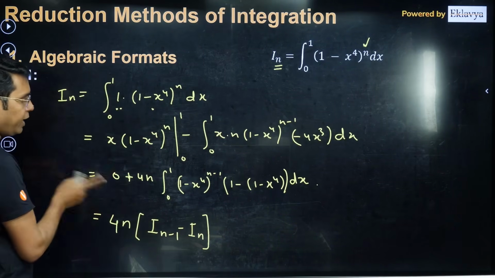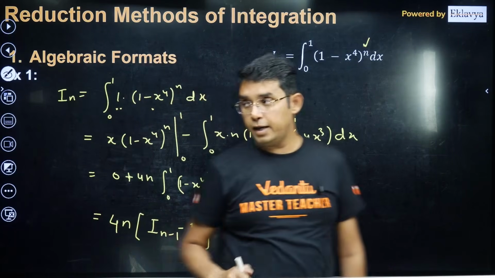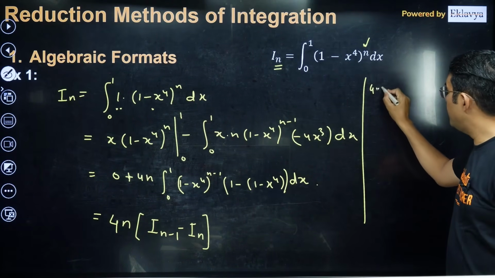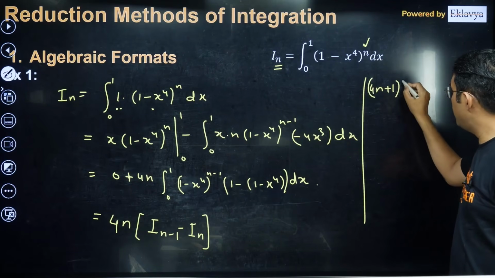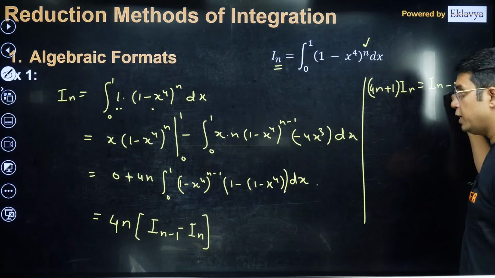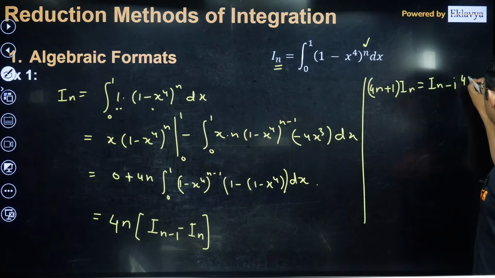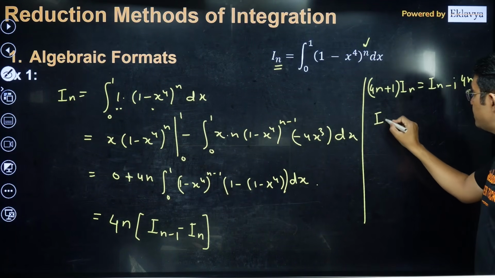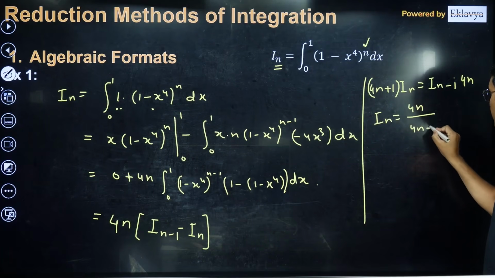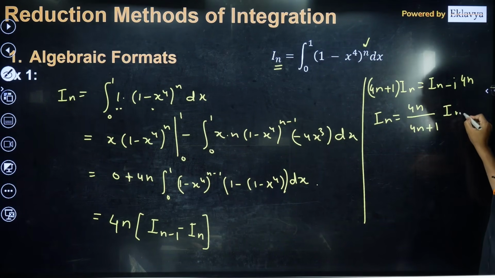Now if you take Iₙ on the other side, we will be getting (4n plus 1) into Iₙ equal to Iₙ₋₁ into 4n also there. So finally, the expression for Iₙ would be 4n upon (4n plus 1) into Iₙ₋₁.